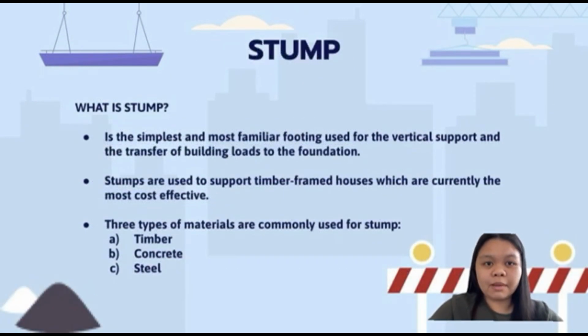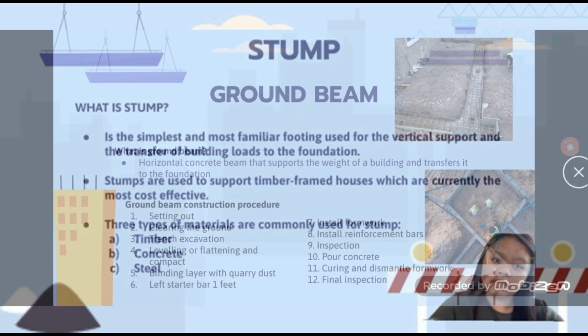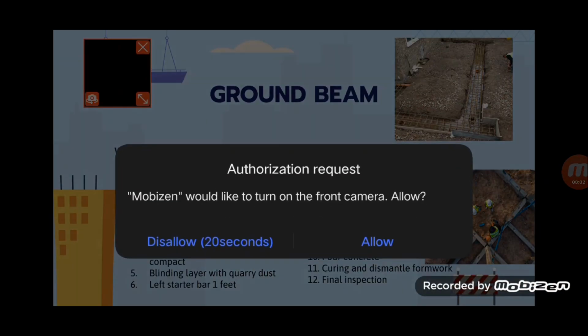What is a stump? A stump is the simplest and most familiar footing used for vertical support and the transfer of building loads to the foundation. Stumps are used to support timber frame houses, which is currently the most cost-effective. There are three types of materials commonly used for stumps, which are timber and concrete. Next, I will explain about ground beam and ground slab.